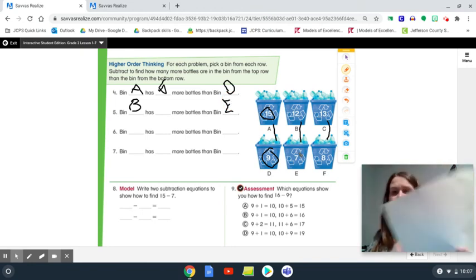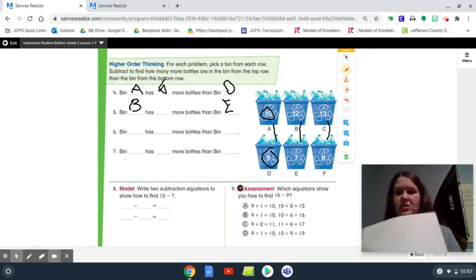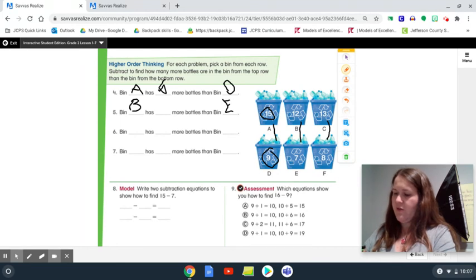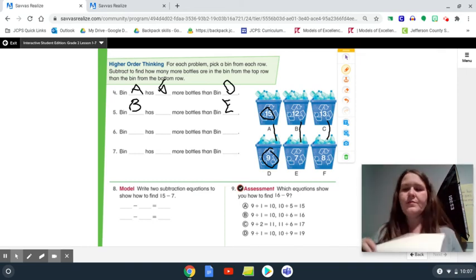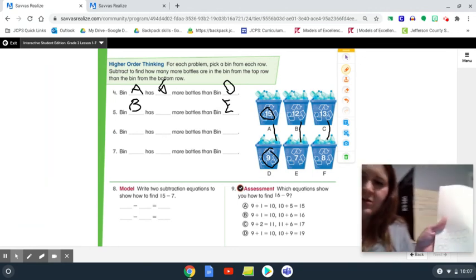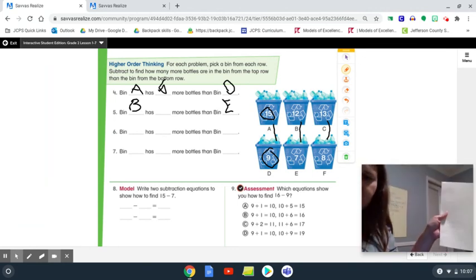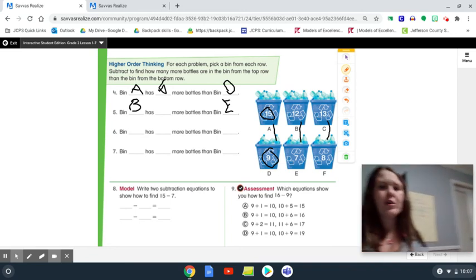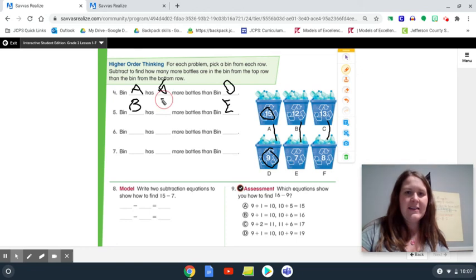So I'm going to draw a picture. I might not want to use this in here. I'm going to draw a picture over here. I'm going to do 12 counters. 1, 2, 3, 4, 5, 6, 7, 8, 9, 10, 11, 12. So look here. I started with 12 counters. I'm going to take away 7. So watch. Let me move my computer screen so you can see better. Okay. 1, 2, 3, 4, 5, 6, 7. How many do I have left? I have 5. So bin B had 5 more bottles than bin E.